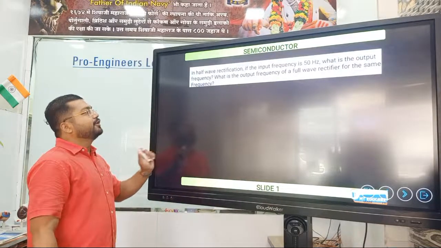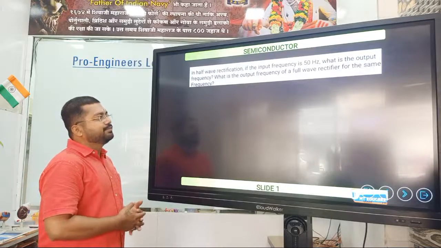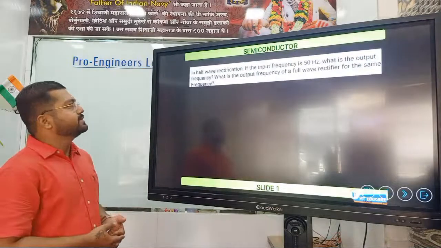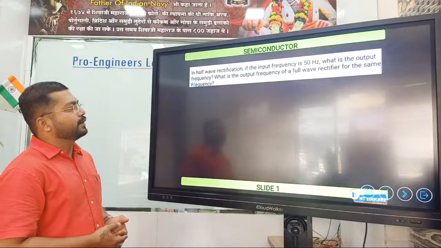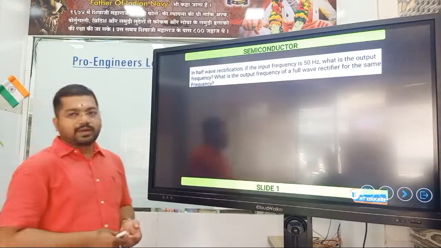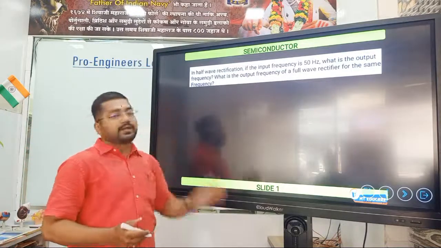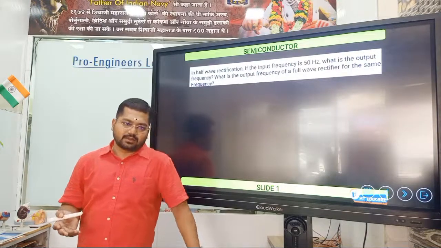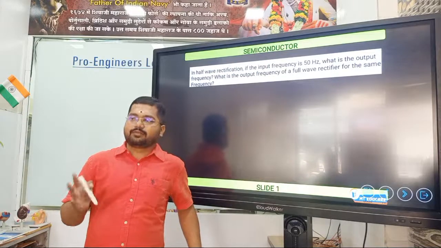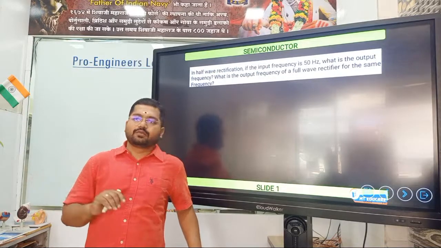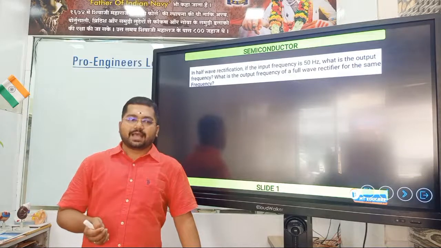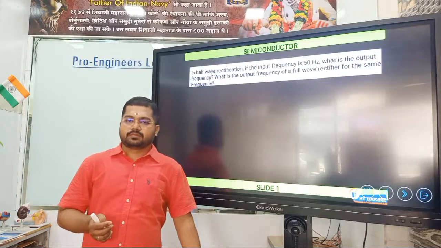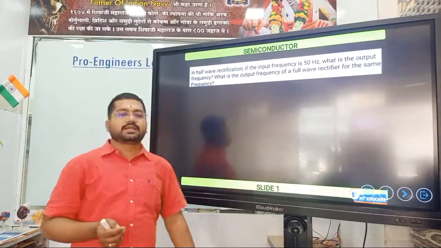If in half wave rectification the input frequency is 50 Hz, what is the output frequency? What is the output frequency of a full wave rectifier for the same? What is the question? In half wave rectification, if input is 50 Hz, what must be the output frequency? Right? What does your logic say? If 50 Hz is given to the half wave and 50 Hz is given to the full wave, what should the output frequency be? Half wave should be 50, because one will conduct and one will be off. We'll see.